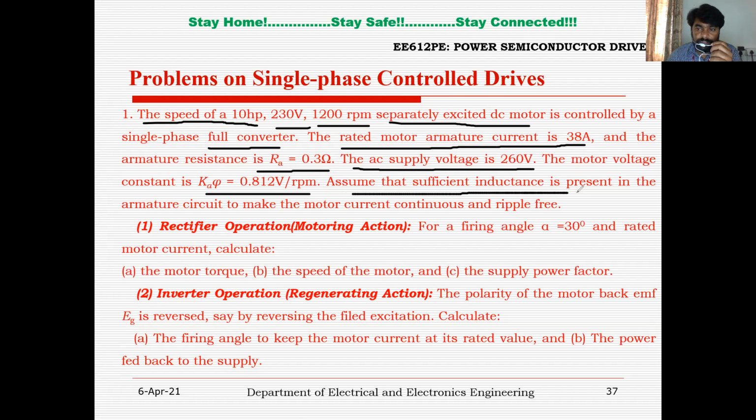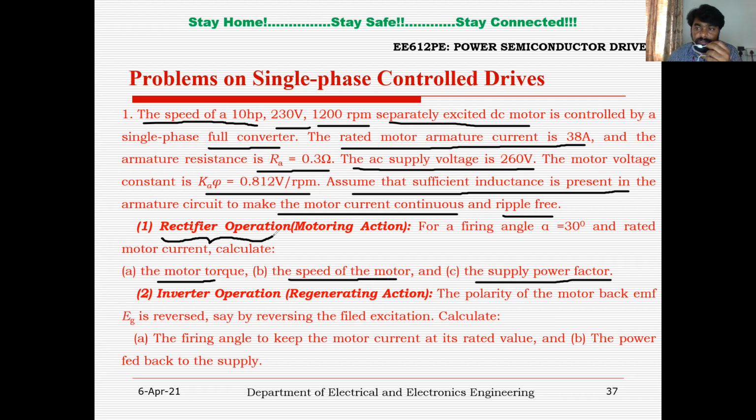Assume that sufficient inductance is present in the armature circuit to make the motor current continuous and ripple free, right? So now he has to calculate motor torque, speed of the motor, and supply power factor when the converter is operating as a rectifier, which is in the motoring region.